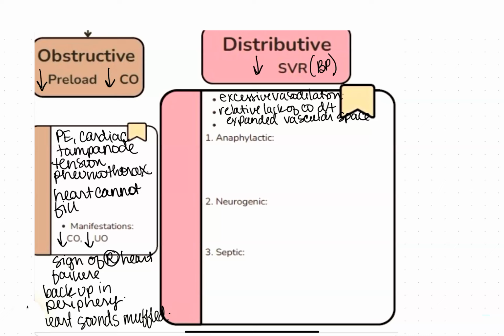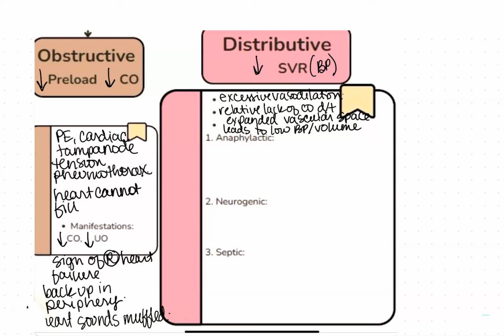And really what it leads to is hypovolemia because the heart just can't pump enough blood to fill up the blood vessels. Now there are three types that fall into distributive shock: anaphylactic shock, neurogenic shock, and septic shock.